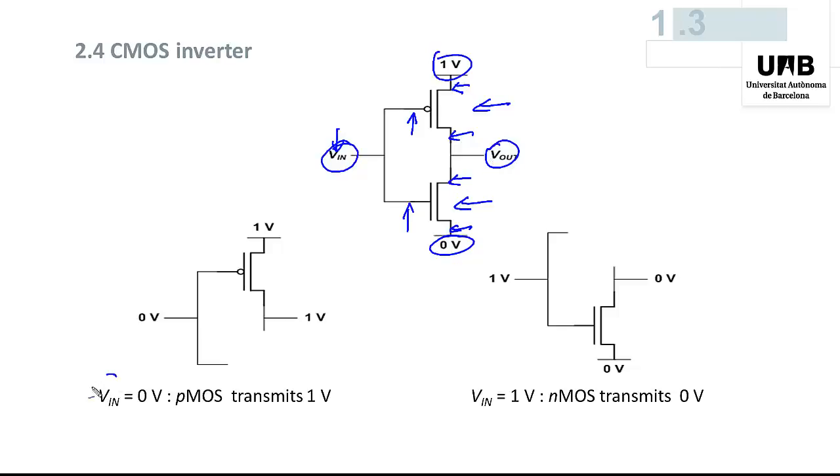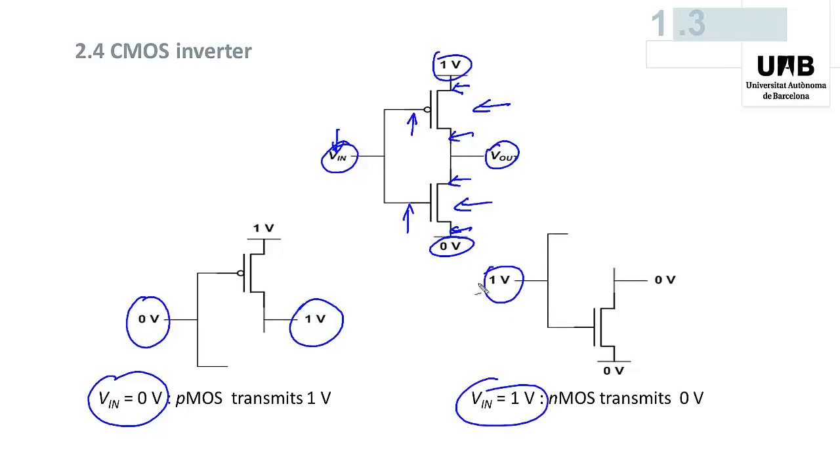Assume that the input voltage is 0. Then the NMOS switch is open and the PMOS switch perfectly transmits 1 volt, so that the output voltage is 1 volt when the input voltage is 0 volt. Conversely, if the input voltage is 1 volt, then the PMOS switch is open and the NMOS switch perfectly transmits 0 volt to the output.